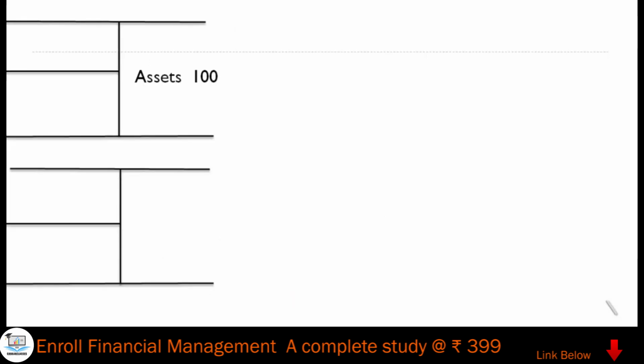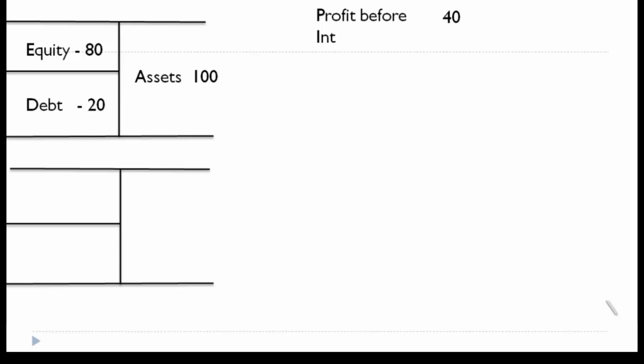So let me tell you, there is a scenario 1. There are assets worth 100 and these assets are funded by owners' funds of 80 and debt funds of 20. I've given you the number as 100 so that we can talk in percentage also easily. So it's 80% equity funding and 20% debt funding. And now I'm going to give you the other information. Let's say it's a business unit and they have earned a profit before interest of 40. So now with this profit they have to pay interest on debt, right? What is the debt here? The debt is 20.